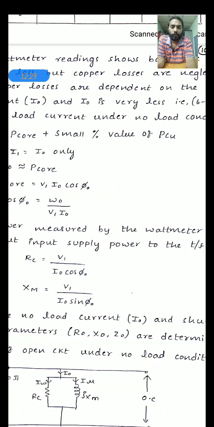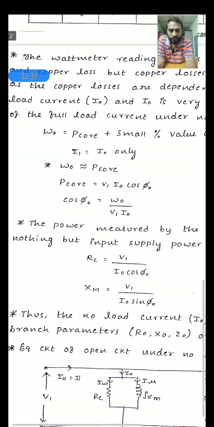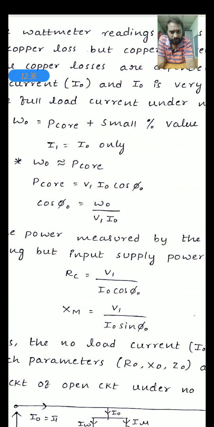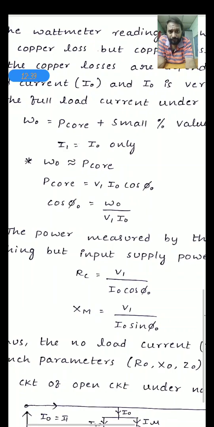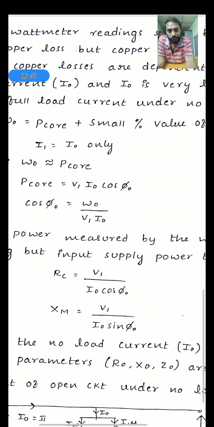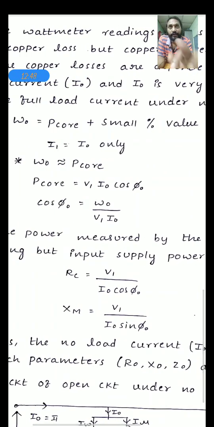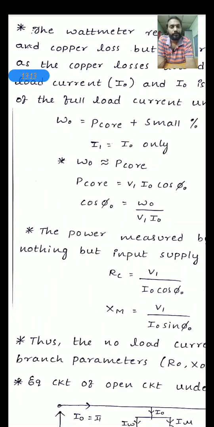If you observe this statement, W naught, the wattmeter reading, is equal to P core, that is the core losses of the transformer, plus a small percentage value of copper loss. Why do we say small percent? Because the current drawn by the transformer is very small, so corresponding to the reduced current, the copper losses are also very small. So we have dominant core losses plus a small percentage of copper losses in the wattmeter reading. That is the reason.